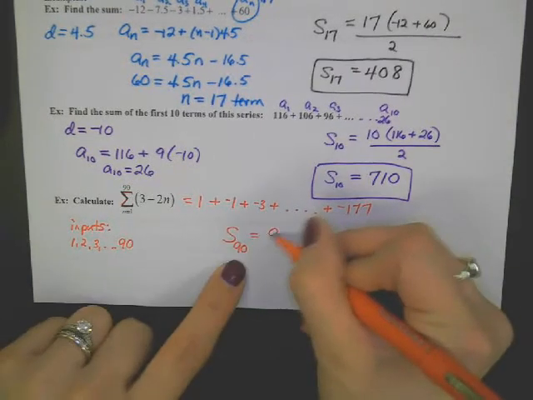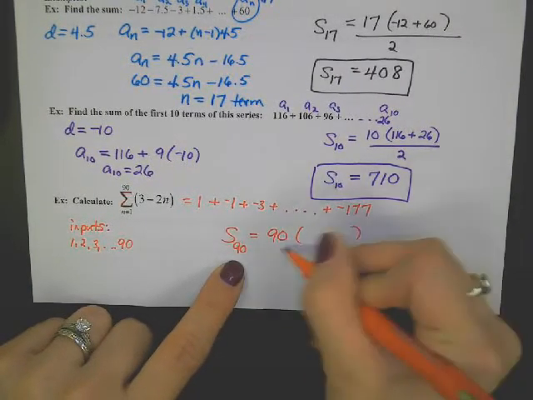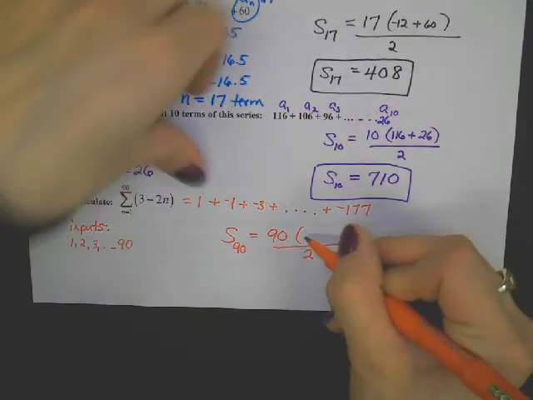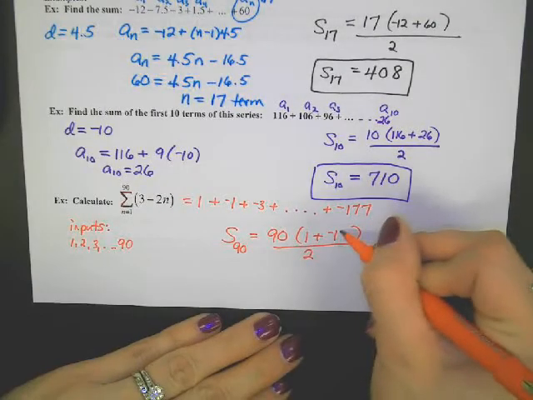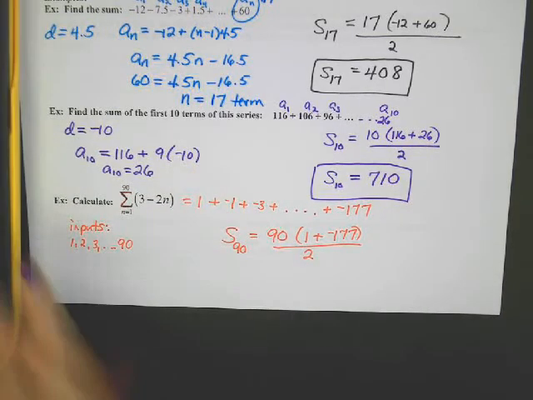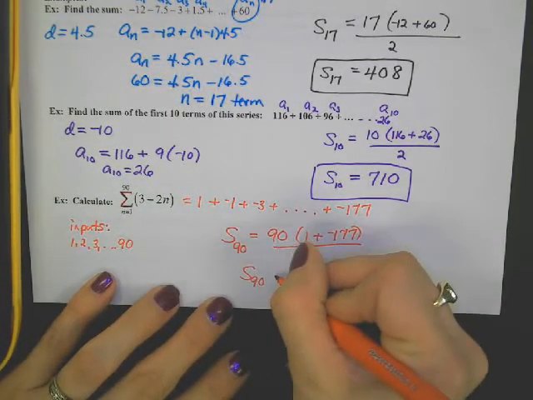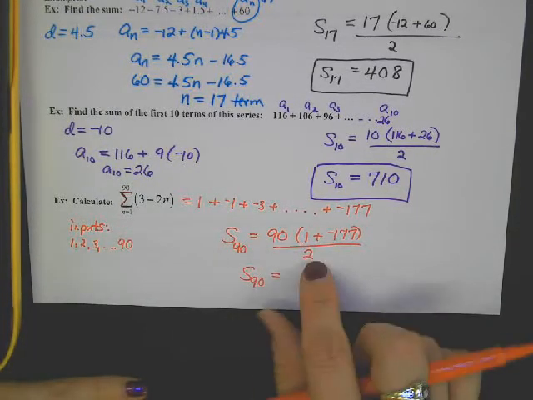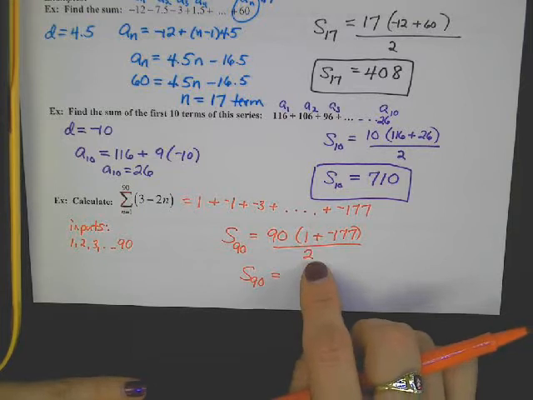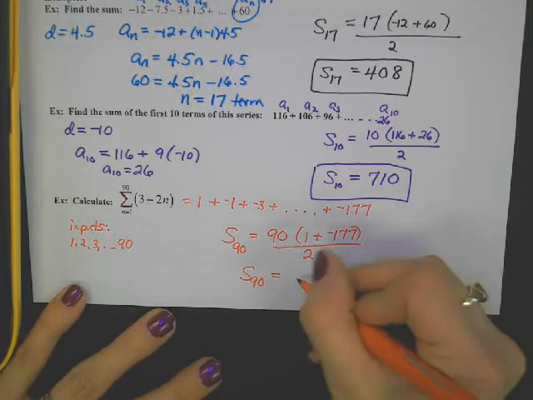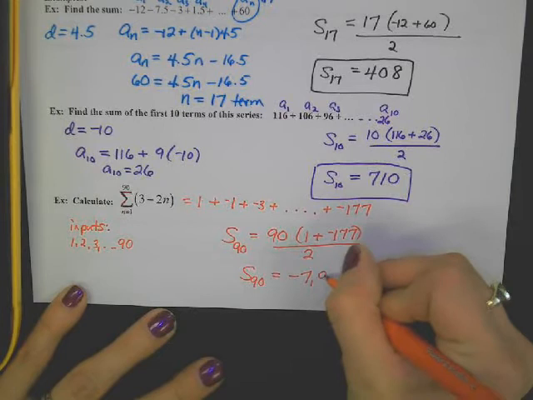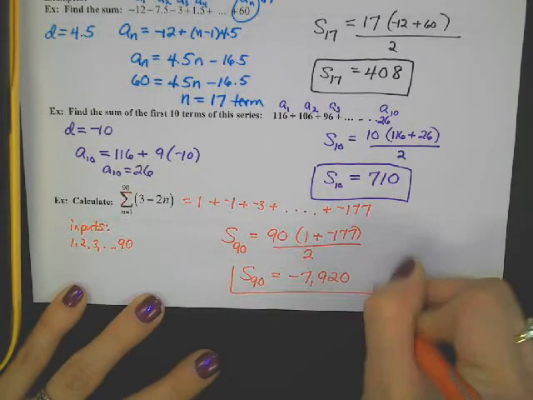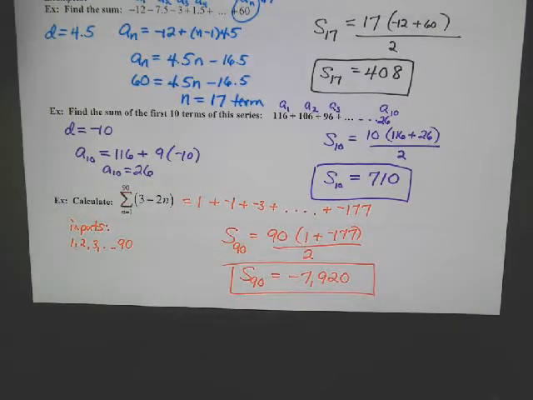Okay, the formula says you write 90 parentheses over 2. The first term is 1. The last term is negative 177. So the sum of these 90 things is negative 7,920. The sum of 90 things.